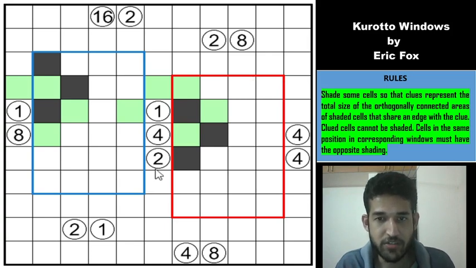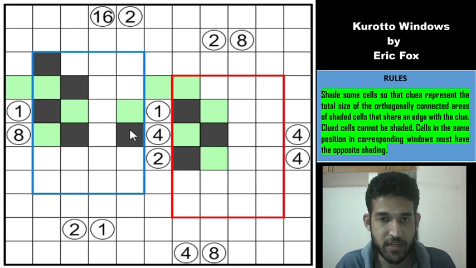Now if I look at this 2 clue, you can't have a shaded cell here because then this becomes at least 3 in size. Which means that you need to have an unshaded cell here and a shaded cell here, corresponding cell. And now for this 4 clue, this cell is unshaded, which means that you will have a single stream of 4 connected shaded cells starting from here.